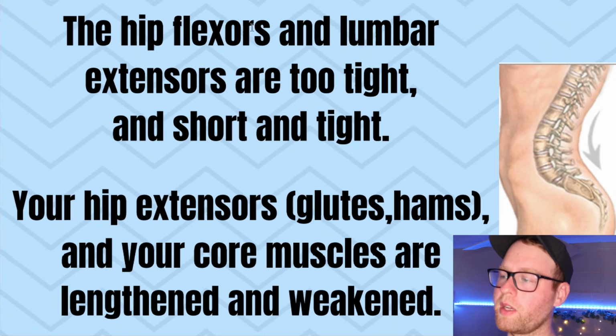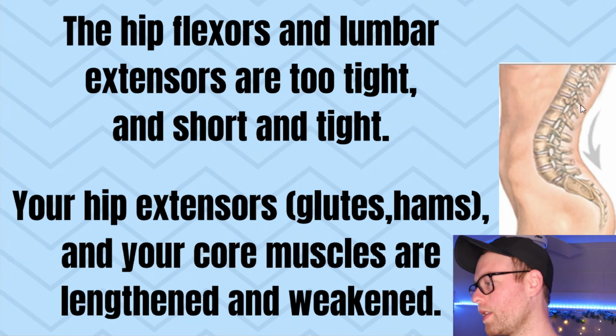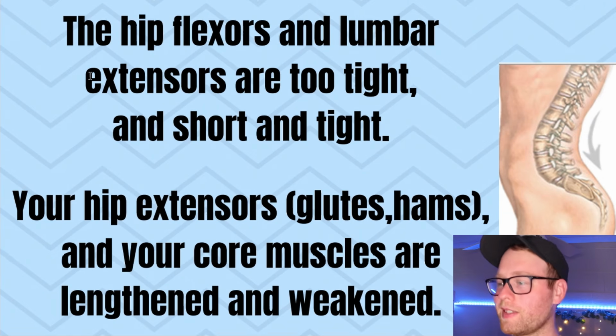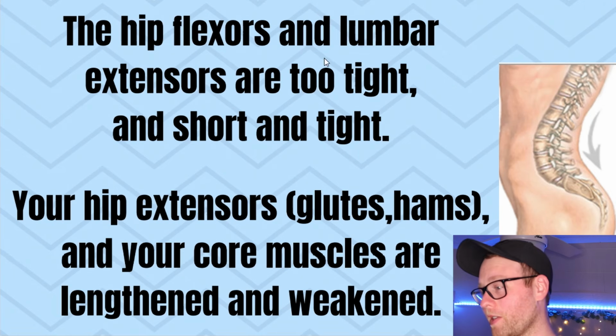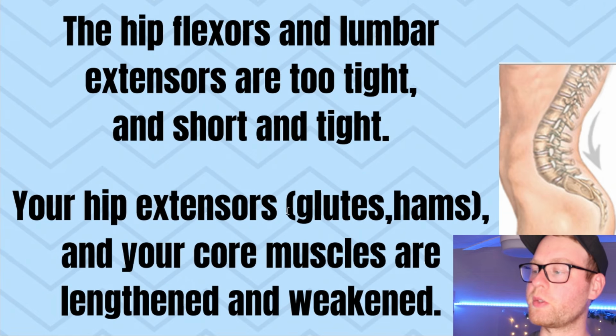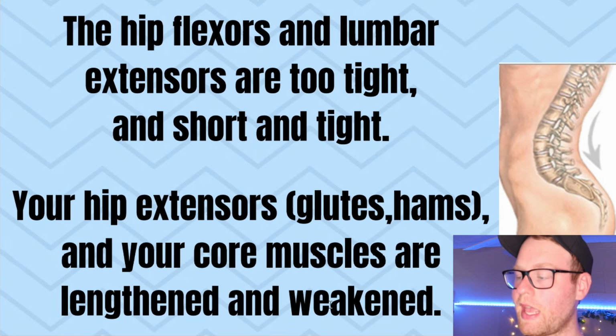So essentially when we're dealing with a client whose lordotic curve is too great, which we can kind of see in this picture, we're all supposed to have a small curve there, but not that much. The sentence here is a little bit too redundant, but it is true. The lumbar extensors and the hip flexors are too tight and short. On the other hand, your hip extensors, which would be things like your glutes and your hamstrings and your core muscles, are all lengthened and weakened.